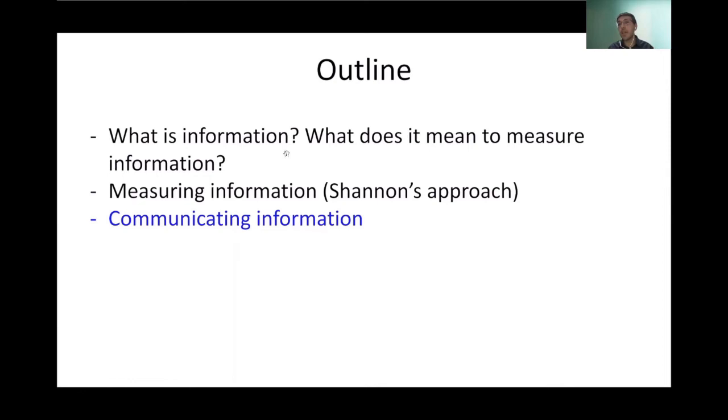Now suppose we have converted our information into bits. We have stored it on a hard drive. And now the next task is to communicate it and send it over to somebody else. That's also an important engineering problem.